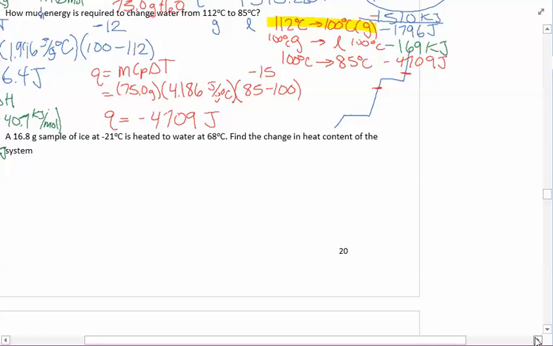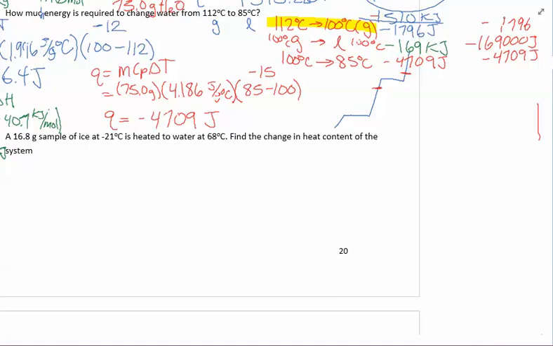So what I would probably do is take kilojoules and make it into joules. There's 1,000 joules in a kilojoule. So it would be negative 169,000 joules. And this helps to kind of illustrate the scale here. And negative 1,796. So the majority of our energy here is from the conversion of a gaseous substance to a liquid. That's where the majority of our energy is going.